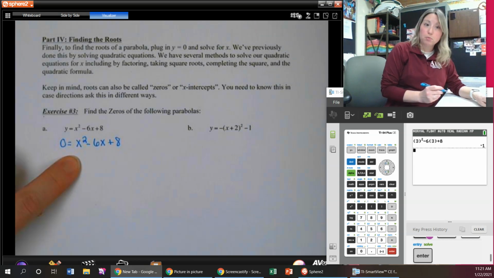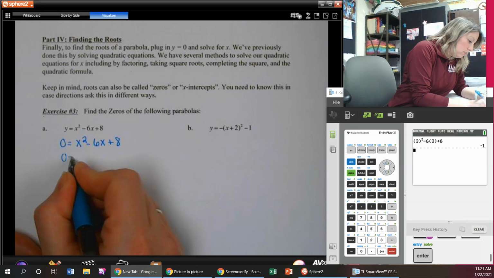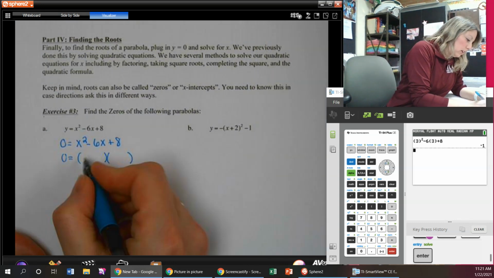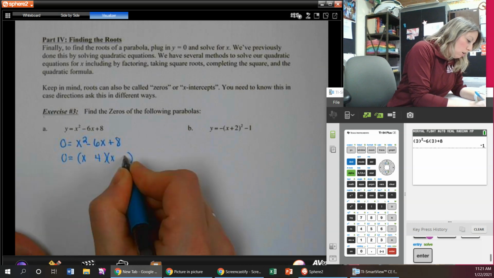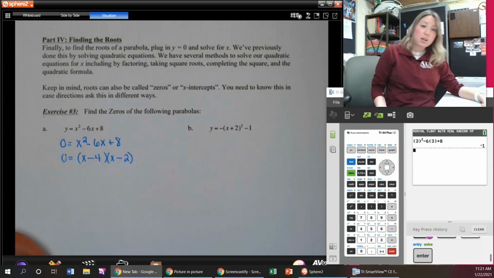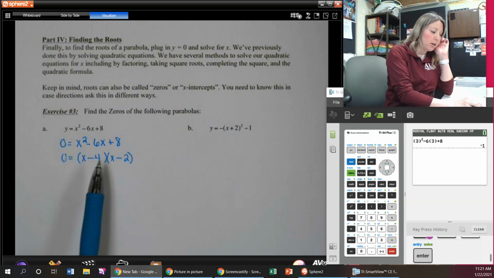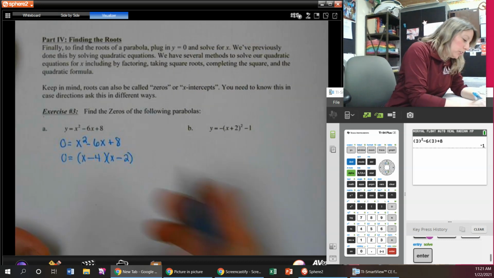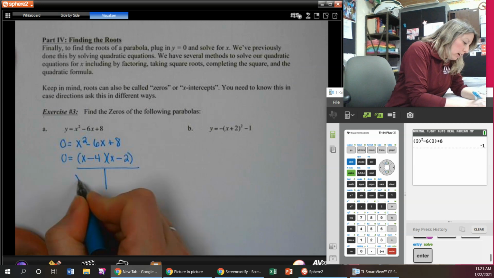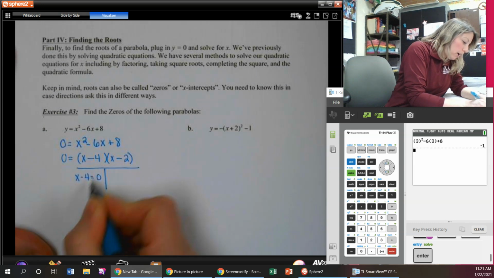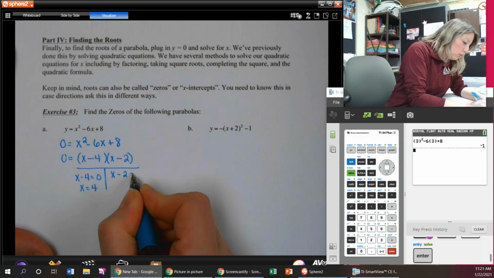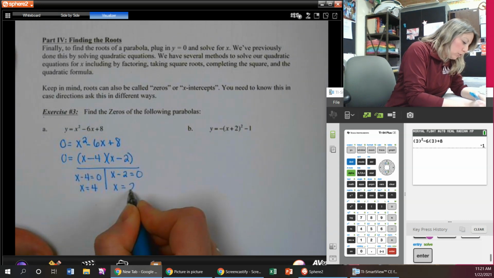Factorable, so easy, right? What times what gives me 8 but adds to give me negative 6? That'd be 4 and 2. Of course, both signs are the same and they're both negative because the bigger factor always has to have the same sign as the middle. And then we t-chart. So x minus 4 equals 0, so x equals 4. There's one root. x minus 2 equals 0, so x equals 2. There's the other root.